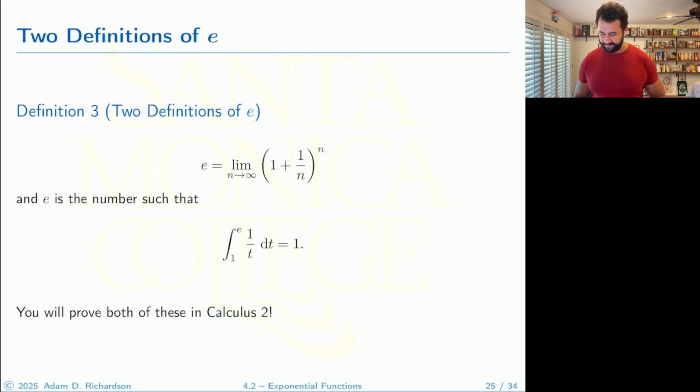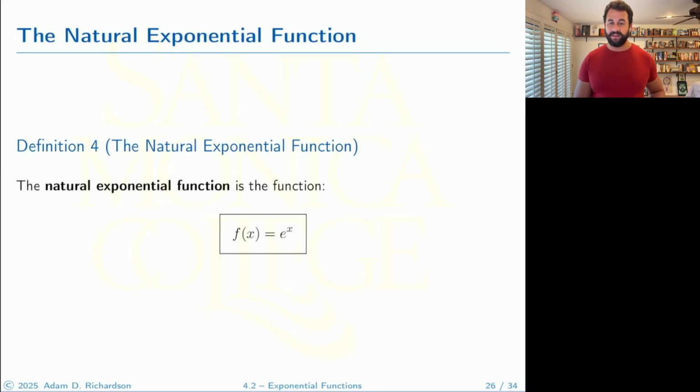Okay. Now, that weird number, 2.71818, yada, yada, yada, forms the base of the natural exponential function. So the natural exponential function is the exponential function that has e as its base. So e to the x. If you ever see e to the x, we call that the natural exponential function. And that's it. Now that we have it, we're allowed to play with it.